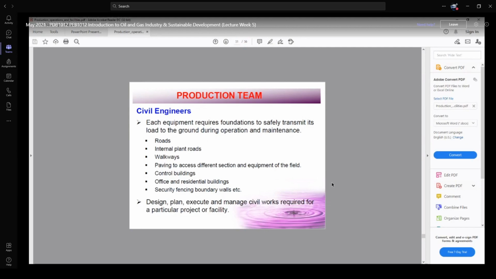works are required. Specialized people like civil engineers are very important for all these activities. They are also involved in design, planning, and execution of some civil work required for a particular project or facility.